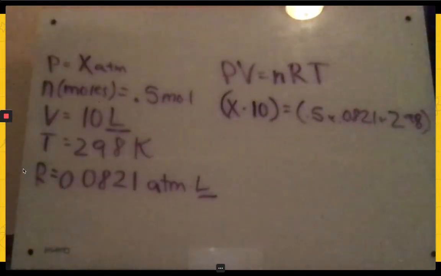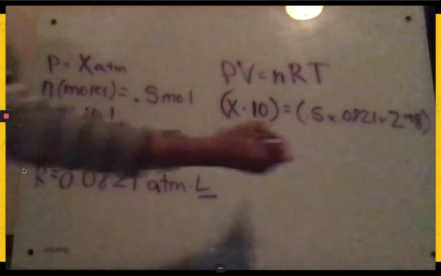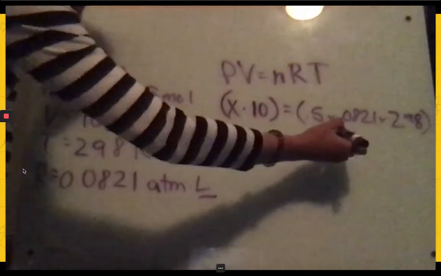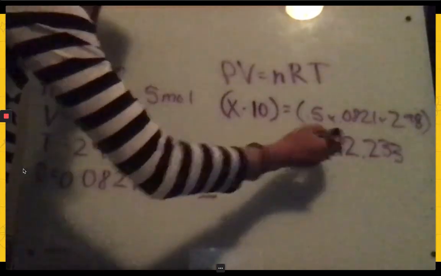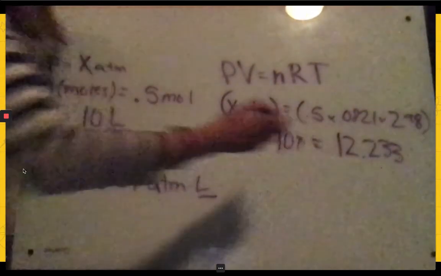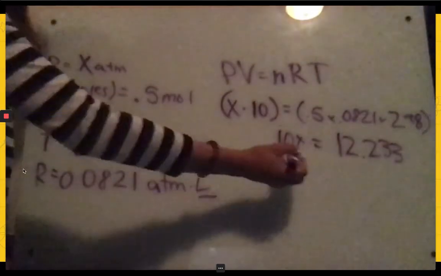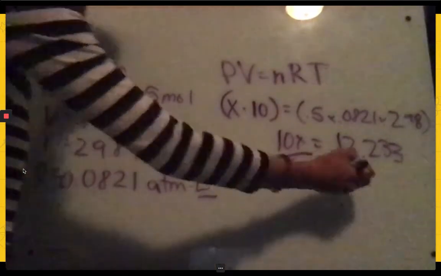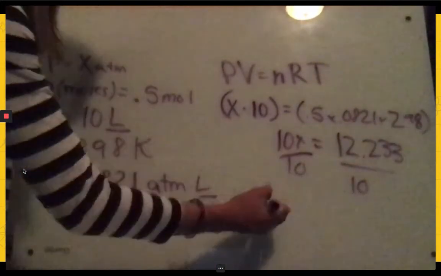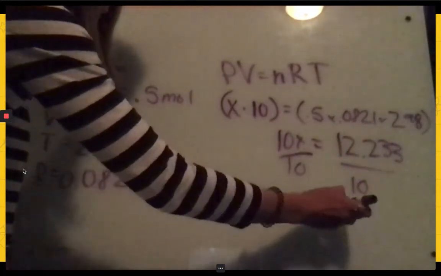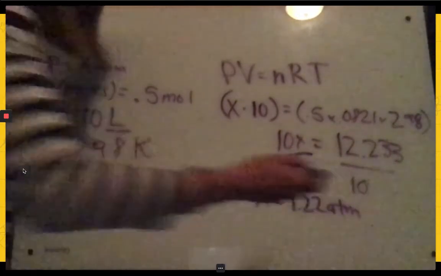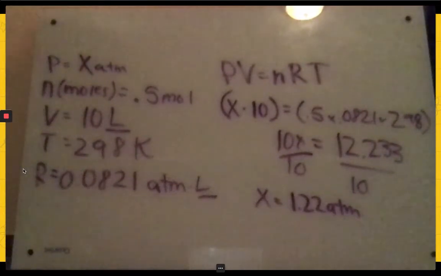So first let's multiply all these together. When you multiply those together, you should get 12.233, and that's going to be equal to 10x. Since we're multiplying here, we're going to divide on both sides by 10 to get a final answer of x equals 1.22, and that's going to be in ATM. So that is how you use the ideal gas law.